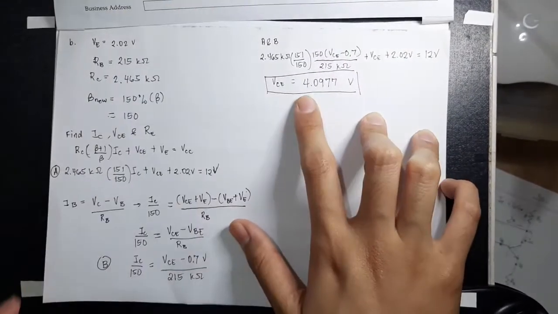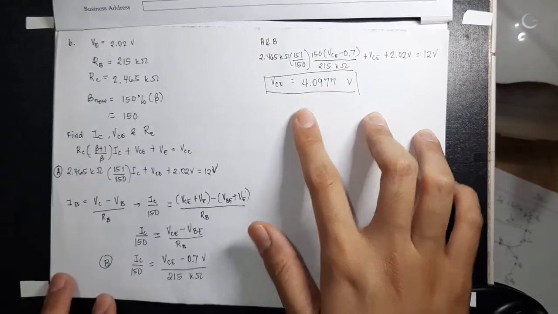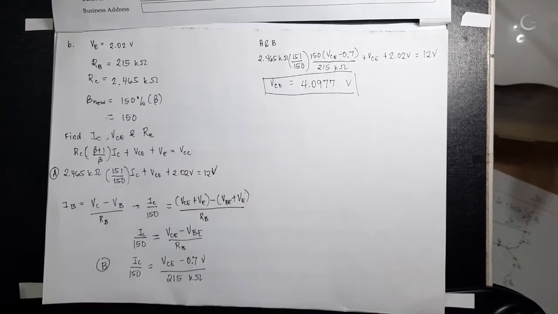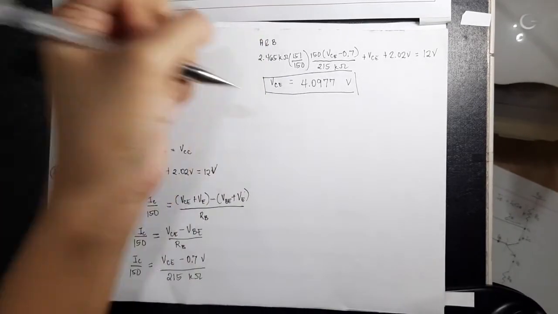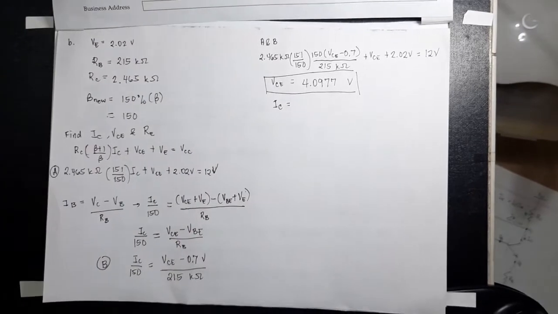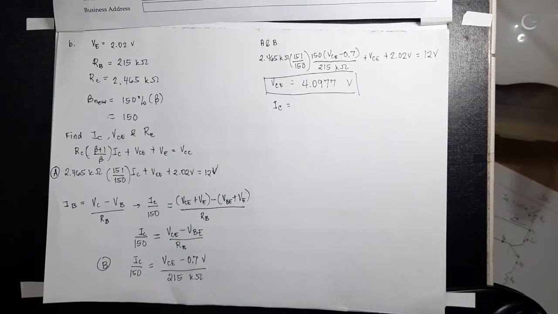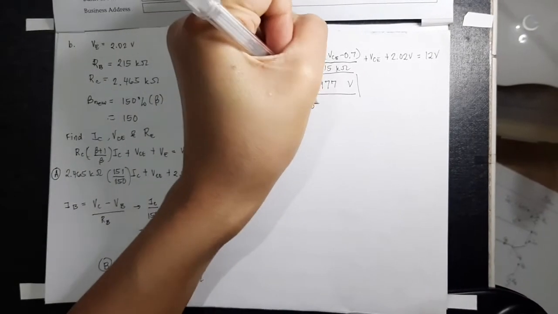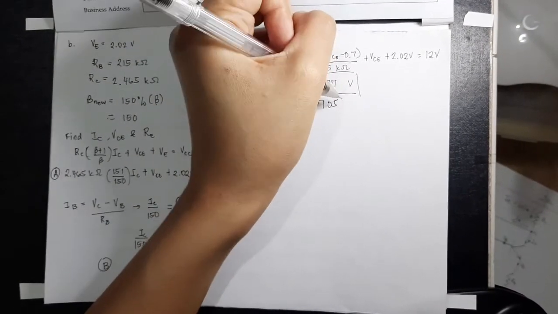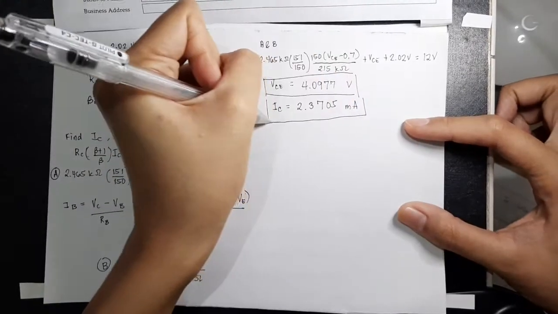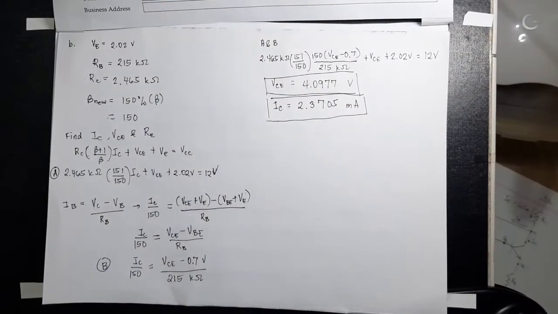Okay, and since we have the value of VCE, substitute that in this equation or this equation, equation A or B. We have IC equal to 2.3705 milliamps. Okay.